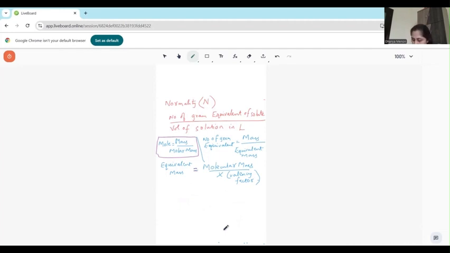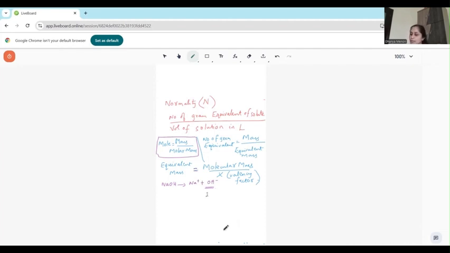For bases, for example, NaOH. NaOH dissociates to give Na plus and OH minus. How many OH ions are there? 1. So that is the X factor.